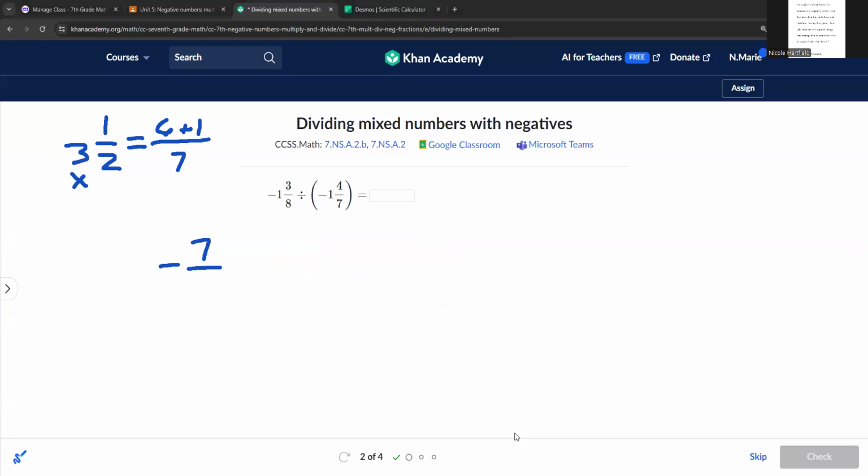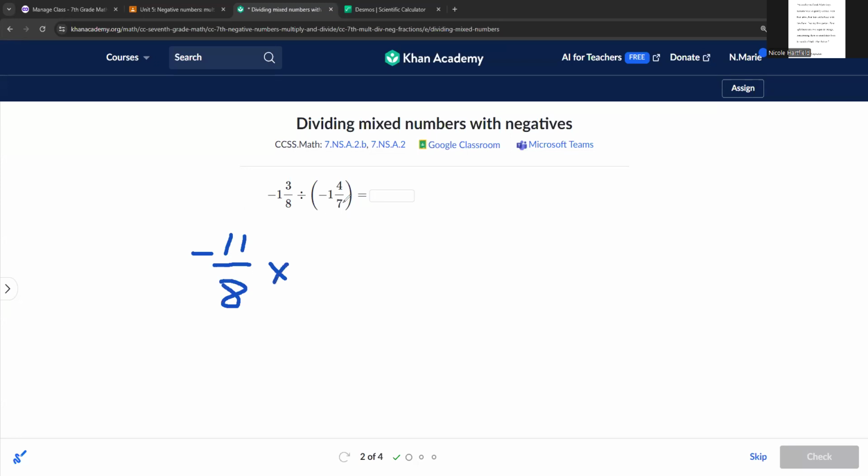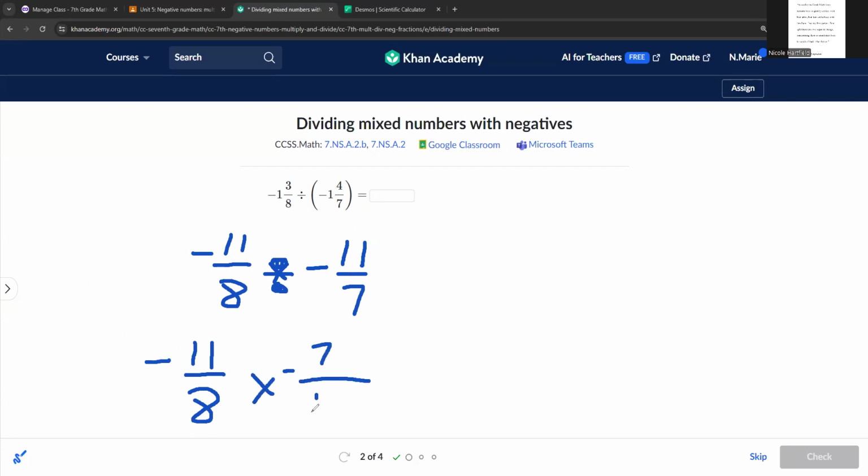So same thing, change these mixed numbers into improper fractions. That becomes 8, 9, 10, 11, -11/8 times, this becomes -7/11 over -11/7. I forgot to flip it, but that's okay. Let's just make this a division sign then. Okay, so now I'm gonna take the second fraction and flip it.